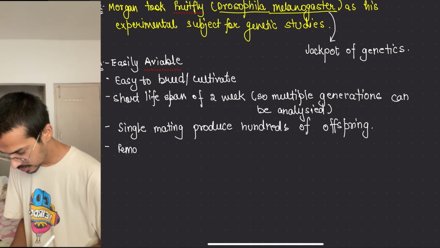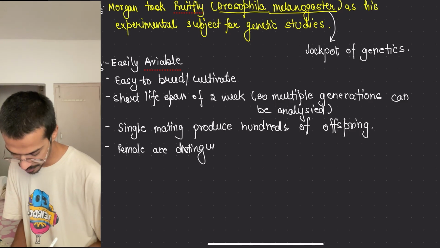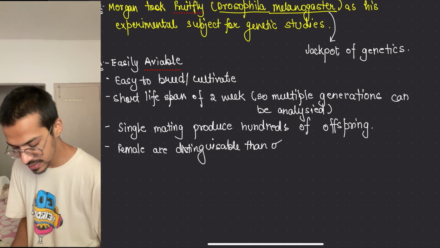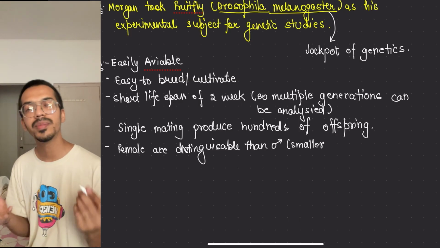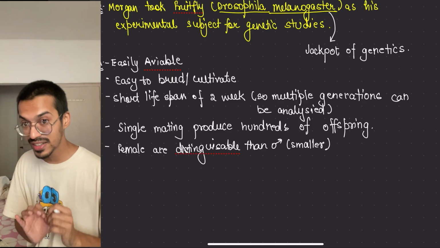Females are distinguishable from males, because males are smaller, and females are large, bigger and broader in size. I hope this is understood to you.